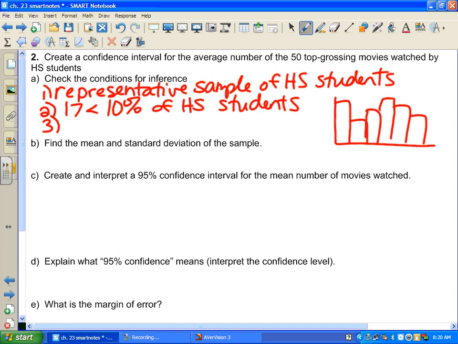That was awful. There we go. And you can say the histogram is roughly unimodal and symmetric.